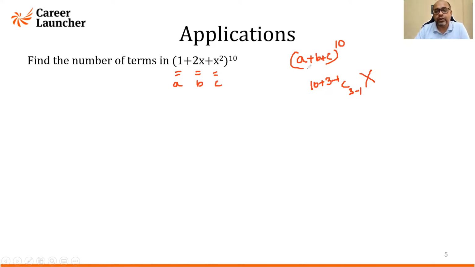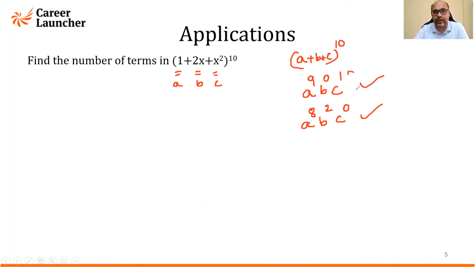Let us take this (a plus b plus c) whole power 10 itself. Now definitely one of the terms can be a power 9, b power 0 and c power 1. This term exists. Let's take another term: a power 8, b power 2, c power 0. This term also exists. Now clearly these will be counted separately because in a plus b plus c they are all different. You will definitely count them separately.